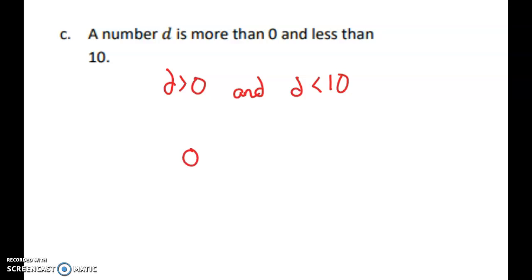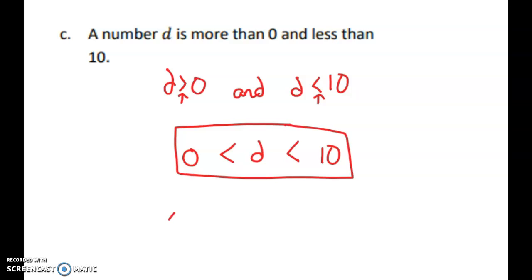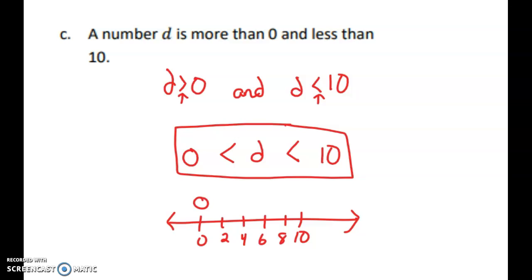All right, so I would have 0, D, and 10, and this symbol between the D and the 0 is open towards D, and this symbol between the D and the 10 is open towards 10. So I'd write it like this, and then my number line, because it's an and, it will be 0, 2, 4, 6, 8, 10, go by 2's here, and it will be open circle at 0 because of the symbol not having the underline, open circle at 10, same reason, and ands connect like this.